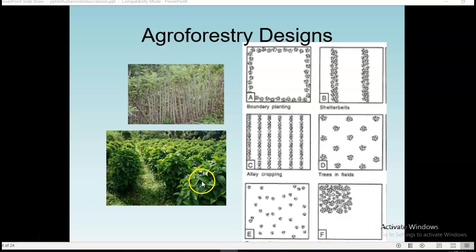And here's an example of a nurse tree. This is one that's often used in coffee plantations. This is Erythrina poeppigiana. But you can see you can do a boundary planting like a living fence. You can plant trees in many different designs.